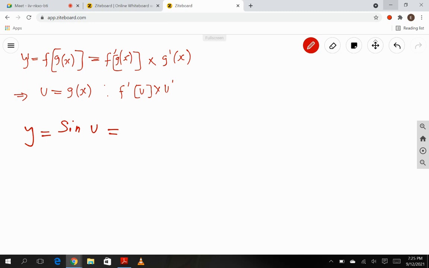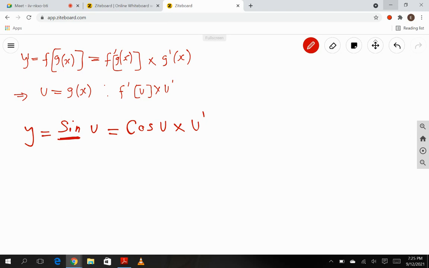So for this, how you're going to do this, you're going to say, first of all, you are differentiating what's outside, isn't it? That's the sine, right? So you say cosine u, and then you multiply it by the what? Then you multiply by the u prime.